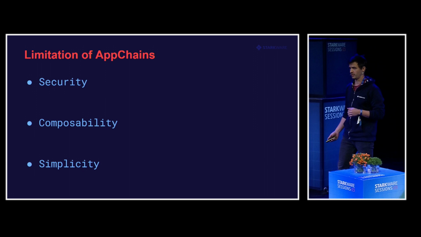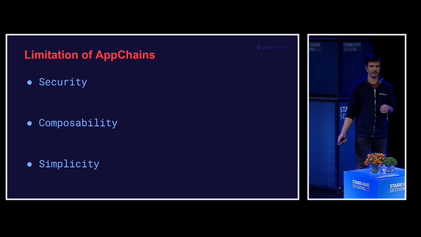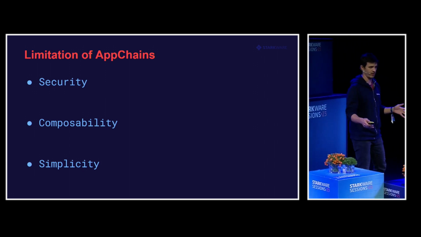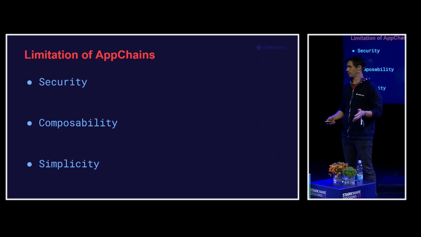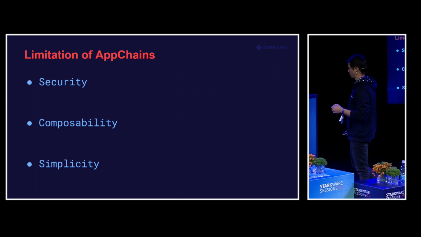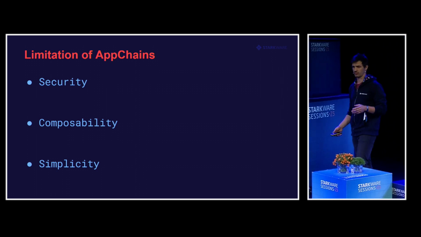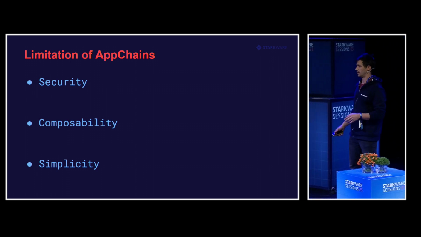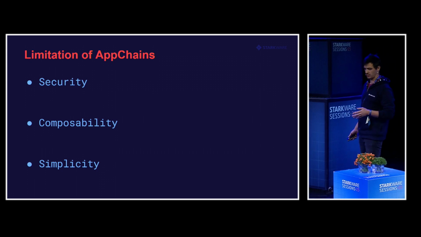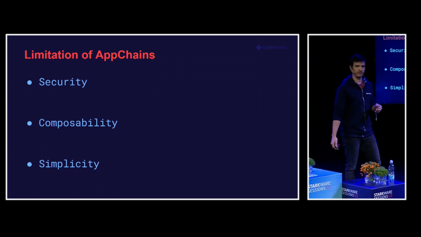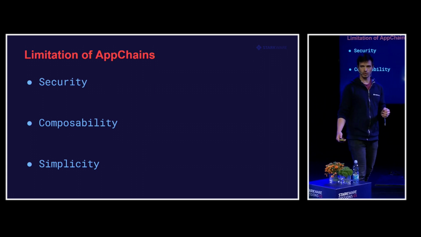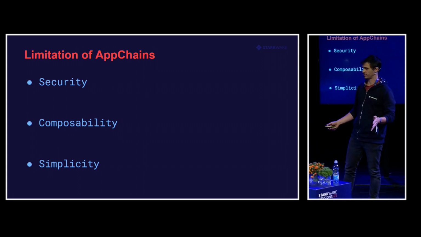Second is composability. So by design, the AppChain was meant to run this one thing really well. So you won't be able to interact with other contracts that exist on the same network easily within the same transaction. And for simplicity, although you do have some of the benefits of the ecosystem, it is still more complicated than just deploying a new contract.